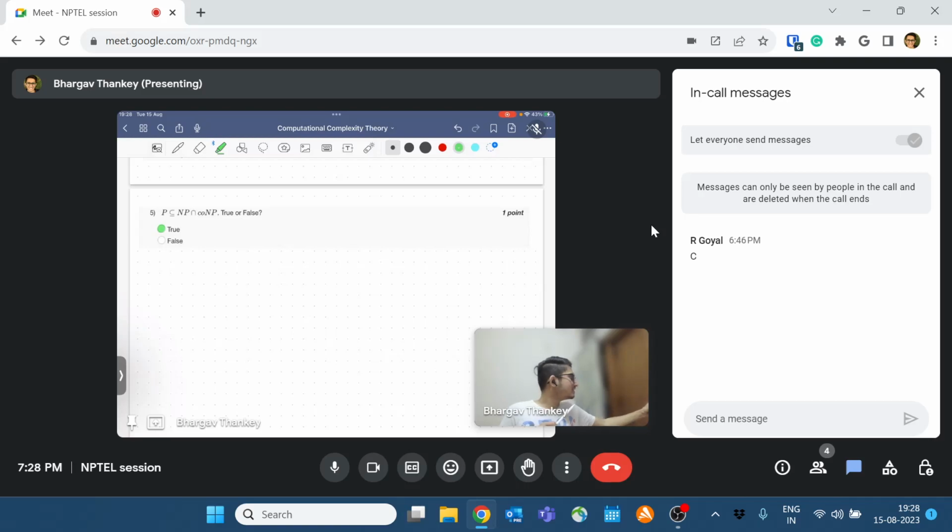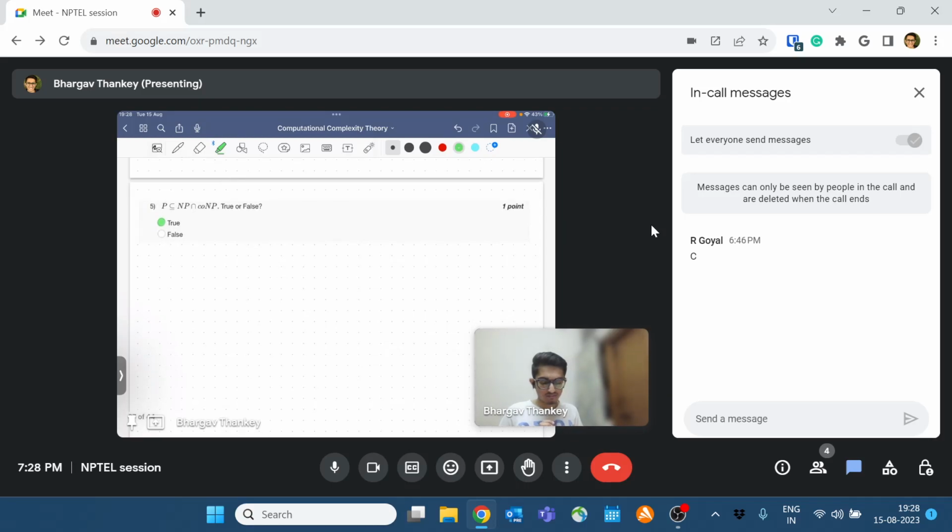So P is in co-NP because the complement of NP is in... no, not the complement of NP. P is an element of NP, and P is an element of co-NP because the complement of P is equal to P. So therefore P is an element of NP as well as an element of co-NP.